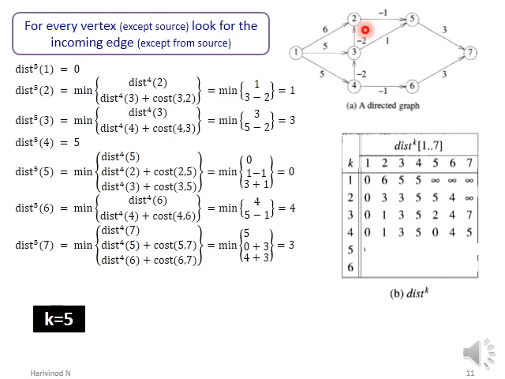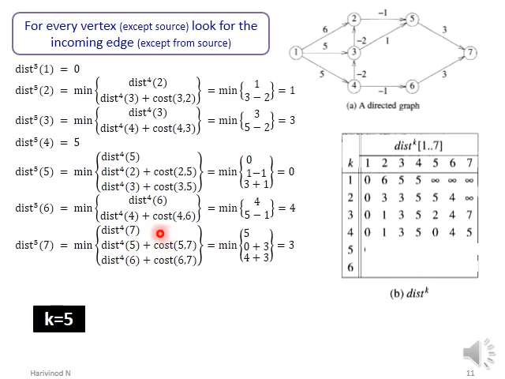The earlier value of 2 is 1 minus 1, that is 0. And 3 plus 1, it is 4. The better value is 0 itself. Coming to 6, earlier value is 4. Due to the incoming edge from 4, its earlier value is 5. 5 minus 1, that is 4 itself.